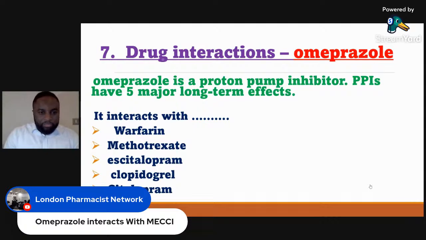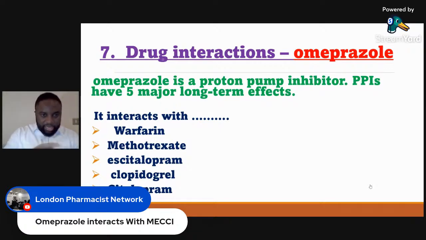So with MESI, that "with" basically stands for warfarin. And then M stands for methotrexate. E stands for escitalopram. The first C stands for clopidogrel. And the I stands for citalopram. So these are drugs that commonly interact with omeprazole.